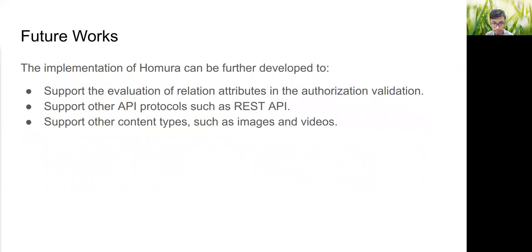For future works, the implementation of Homura can be further developed to support the evaluation of relation attributes in the authorization validation, support other API protocols, such as REST API, and support other content types such as images and videos.